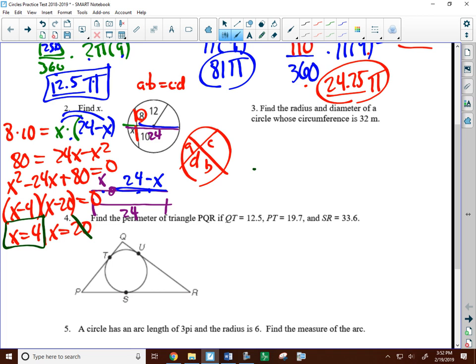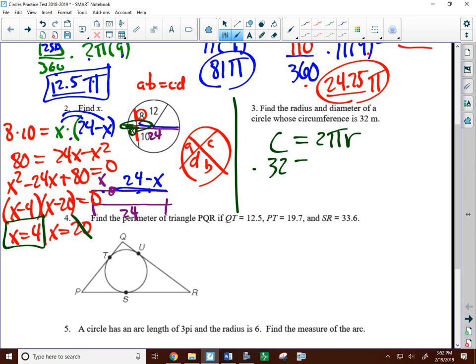Keeping the 4, but the 20 doesn't work because if 20 is this part, that's just part of the radius. Well, the radius is 12. So I can't have a part of the radius be bigger than the radius itself. So I'm throwing out 20. 4 works. The circumference formula is 2 pi r or pi d.